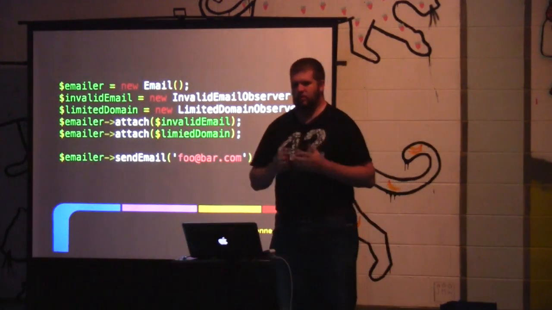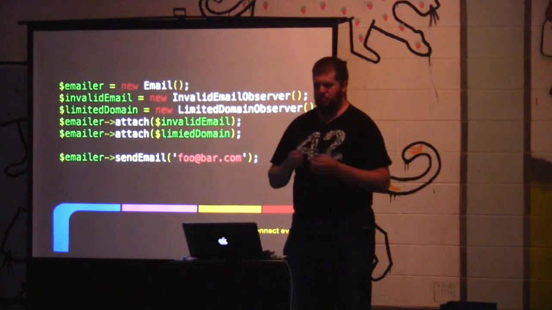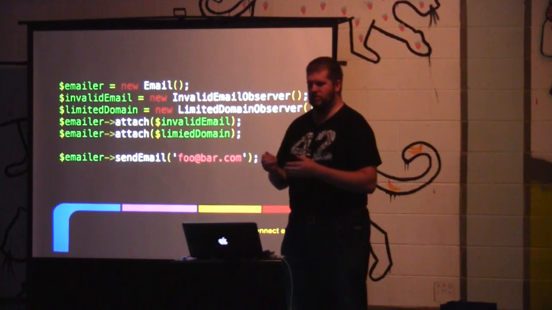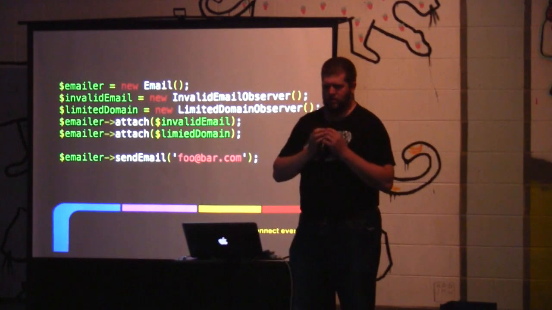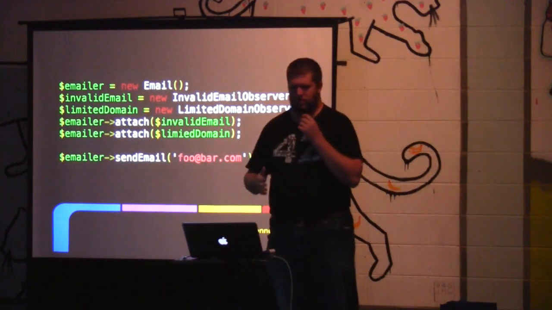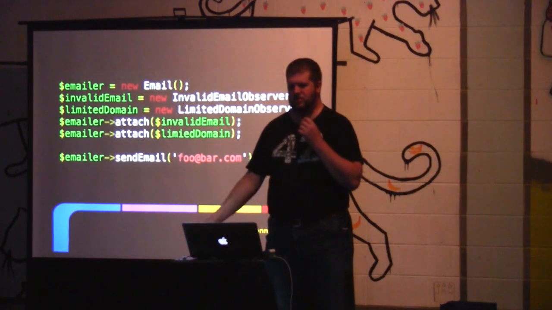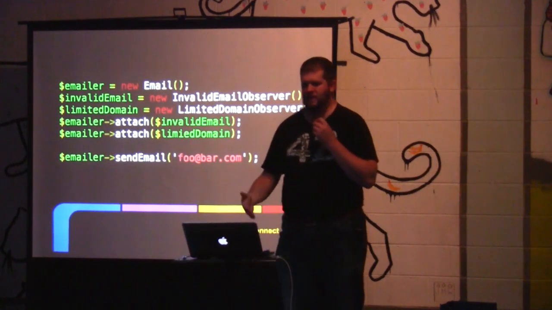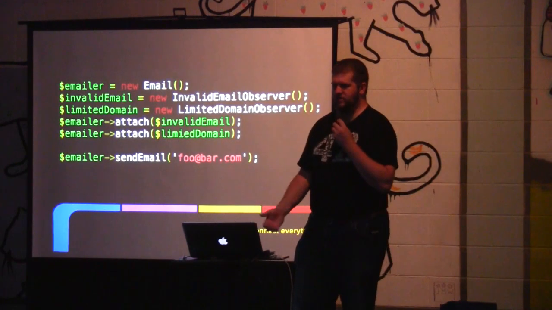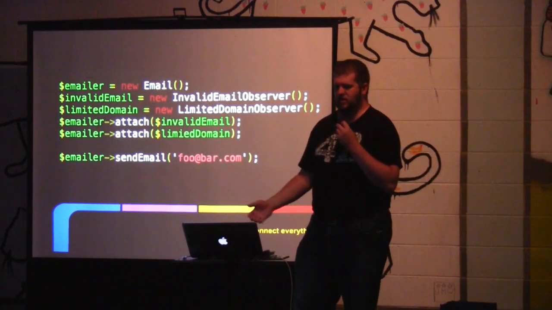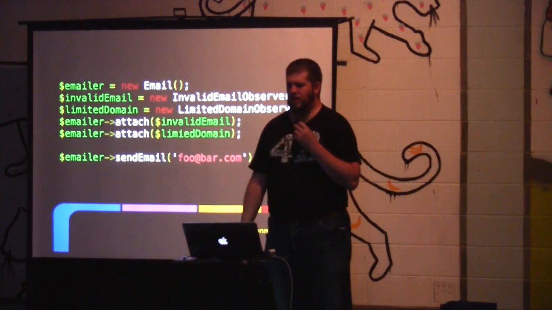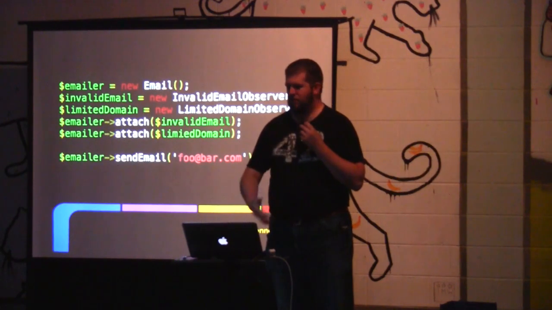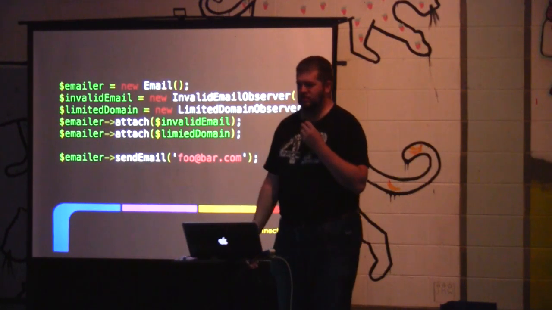All right. So we send our email. It checks to see if it's valid. Remember, validate goes and does a notify. So notify goes out to all these observers, so it's going to send a message out to invalid email. It's going to call update. Invalid email is going to get a chance to say, if this isn't a valid email address at all, then don't send. And then we're going to go to the limited domain observer and see, is bar.com a domain that we're allowed to send to? And if it's not, then we're going to disable sending. And then it would continue on with its flow and continue to send the email.